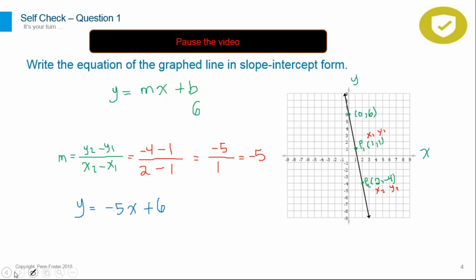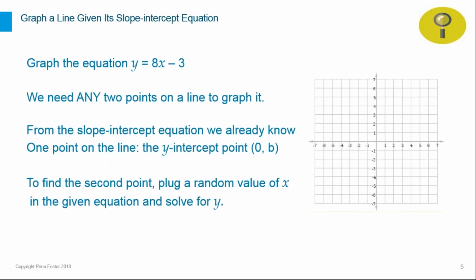Let's look at a different kind of question. Now, let's say that you need to graph a given equation. So in the past two examples, we have been given graphs of a line, and we were to come up with the equation of that line in the slope-intercept form. Now let's do the other way around. What if they give you the equation of the line? The equation provided is y equals 8x minus 3. How can you graph that from the information given about the slope and the y-intercept?